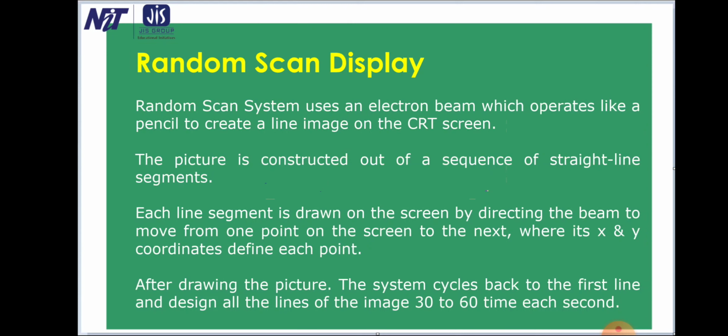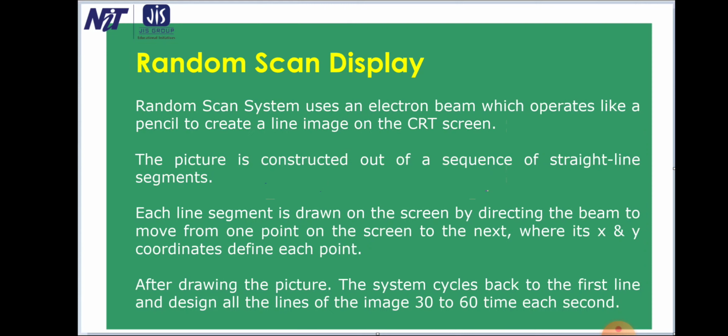First of all, let us study random scan display. A random scan system uses an electron beam which operates like a pencil to create a line image on the CRT screen. The picture is constructed out of a sequence of straight line segments. Each line segment is drawn on the screen by directing the beam to move from one point on the screen to the next, where its x and y coordinates define each point.